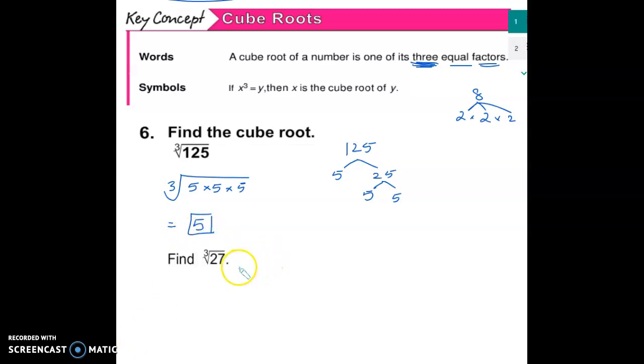Let's look into a similar example, the cube root of 27. What three equal factors give me 27? I can write 27 as 3 times 9, and 9 I can write as 3 times 3. So 27 is 3 times 3 times 3. I'm going to take one of the factors out. The answer is 3. That's it, a simple one.